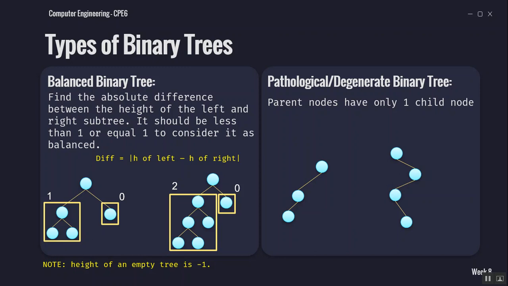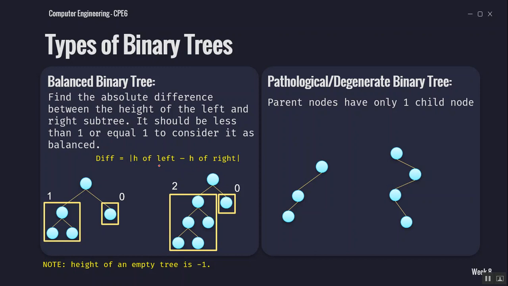Okay, so here in a balanced binary tree, we need to find the solution first. So find the absolute difference between the height of the left and right subtree. It should be less than or equal to 1, so it could be 0 or 1, to consider it as balanced. So you could use this formula: the difference is equal to the absolute value of the height of left minus the height of right. We need to evaluate first the equation inside the absolute value.